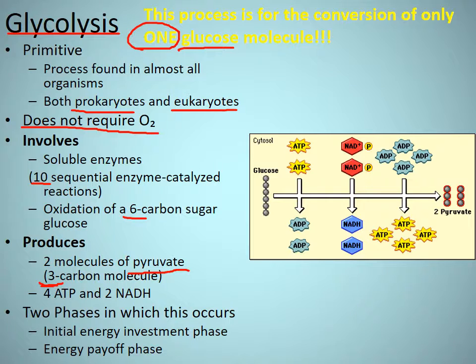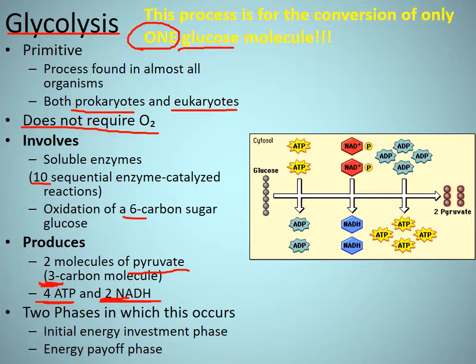Remember, we start out with 6 carbons. We need to maintain those 6 carbons there. Okay, this is the law of conservation of mass. Okay, we see 6 carbons. We end up with 2 3-carbon molecules. We also end up with 4 ATP and 2 NADH molecules.